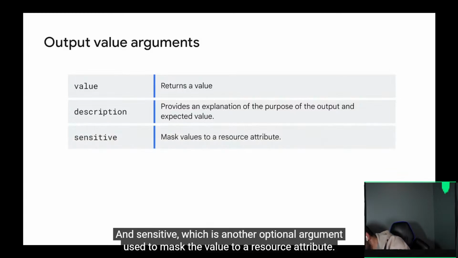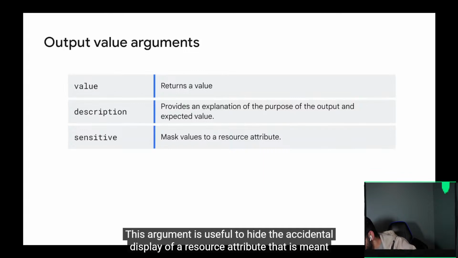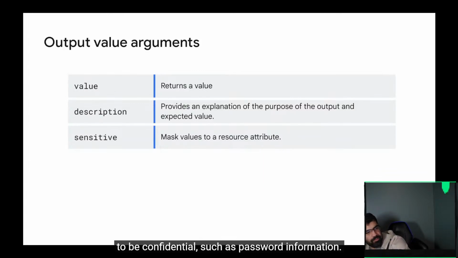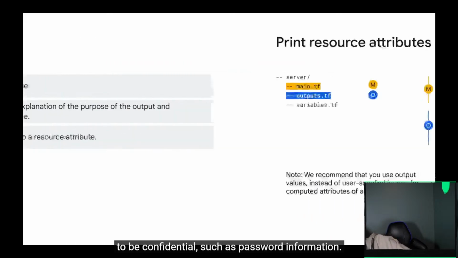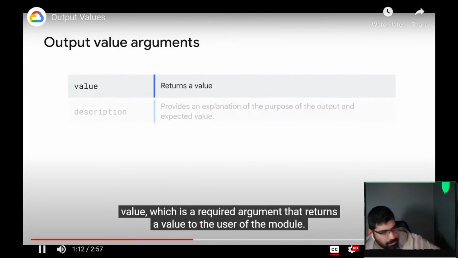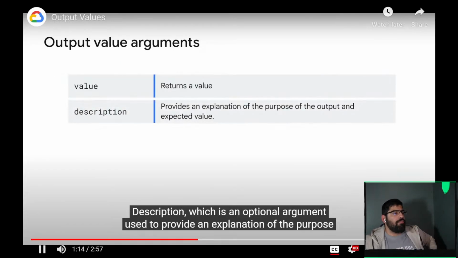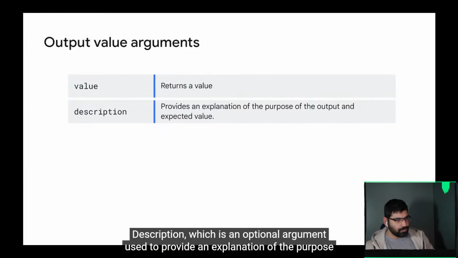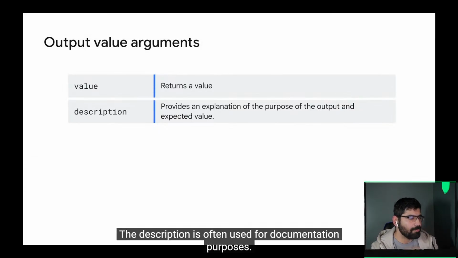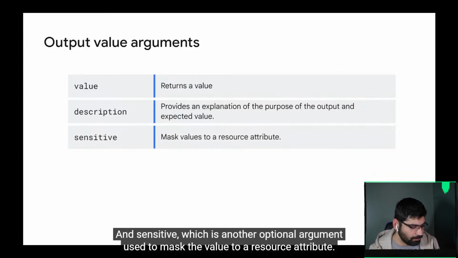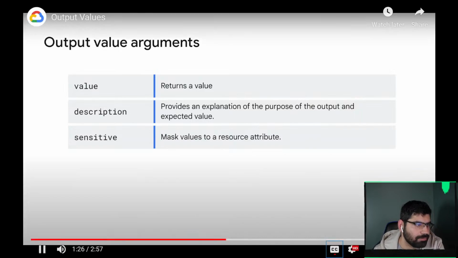And sensitive, which is another optional argument used to mask the value of a resource attribute. This argument is useful to hide the accidental display of a resource attribute that is meant to be confidential, such as password information. Description is an optional argument used to provide an explanation of the purpose of the output and the value expected, often used for documentation purposes. And sensitive is used to mask the value of a resource attribute.